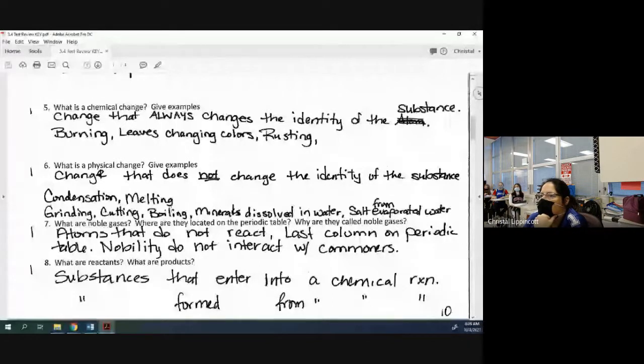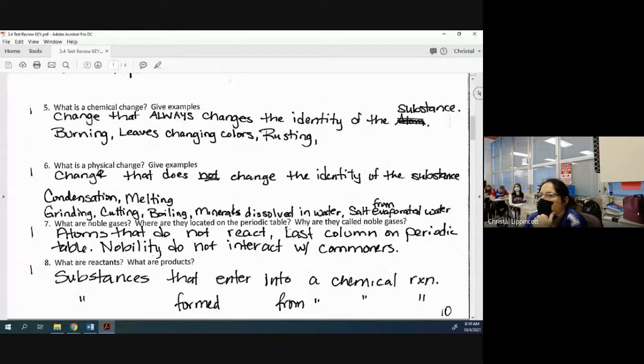So condensation, melting, grinding, cutting, boiling. Boiling is a phase change. All phase changes are physical changes. Minerals dissolved in water, like salt water. Salt from evaporated water. Those would be physical changes.